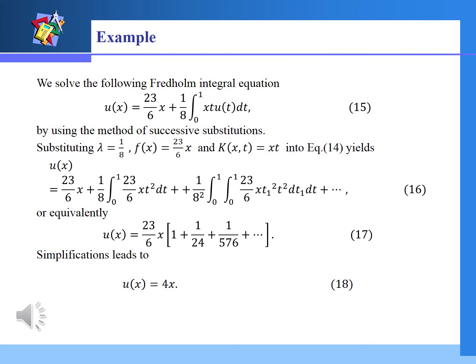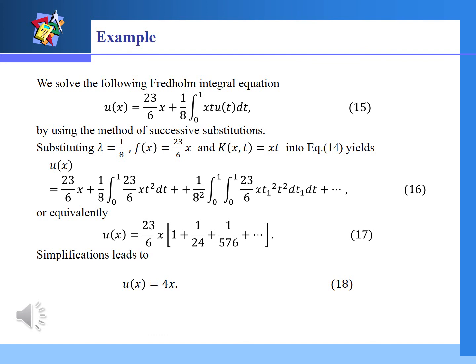Now evaluating the integrals in equation 16 and taking 23/6 x common, we have equation 17. So the first integral in 16 is 1/8 integral from 0 to 1 23/6 x t square. Taking 23/6 x out of the integral sign and integrating t square from 0 to 1, we are getting 23/6 into 1/24. So by taking 23/6 common, we are getting just 1/24. And similarly evaluating the double integral, we are getting 1/576 and so on.